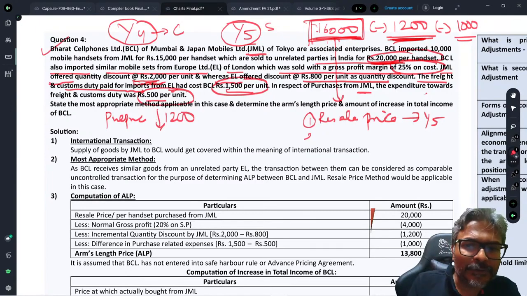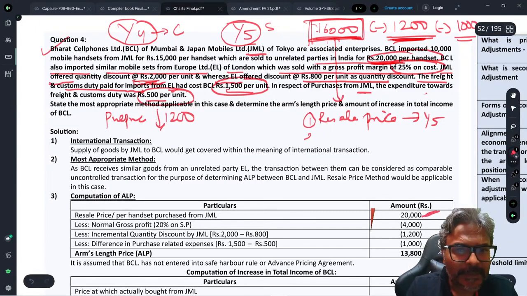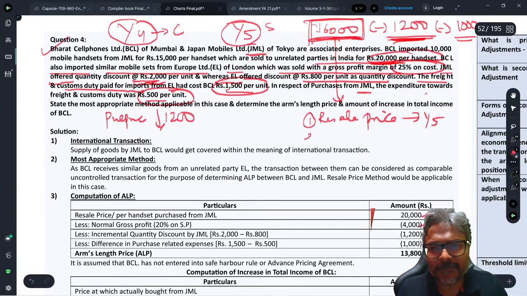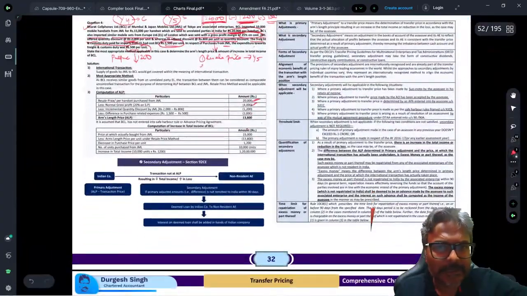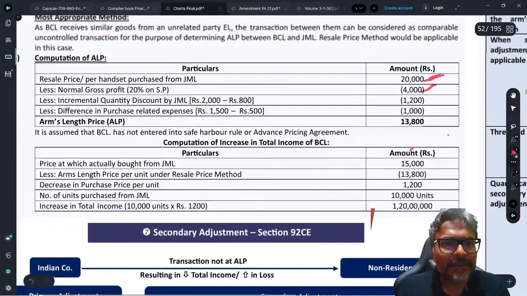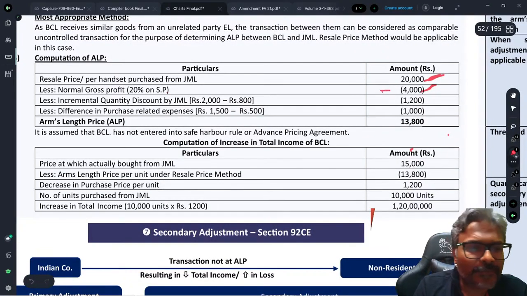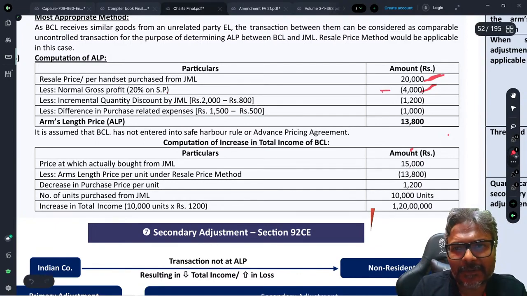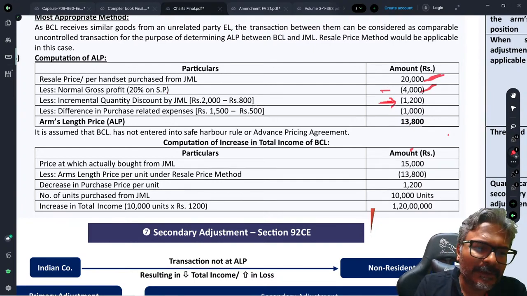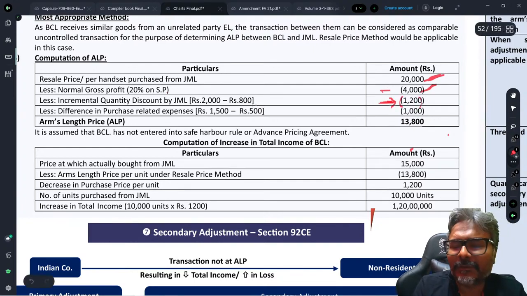Fine, and by virtue of the adjustment, see, 20,000, thereafter the normal purchase price is 4,000. This 20%, students, quickly have a look. Normal GP margin, 20% on sale, 4,000. After that, the incremental quantity discount in my A transaction, I need to reduce it further, so therefore I'm reducing it by 1200.